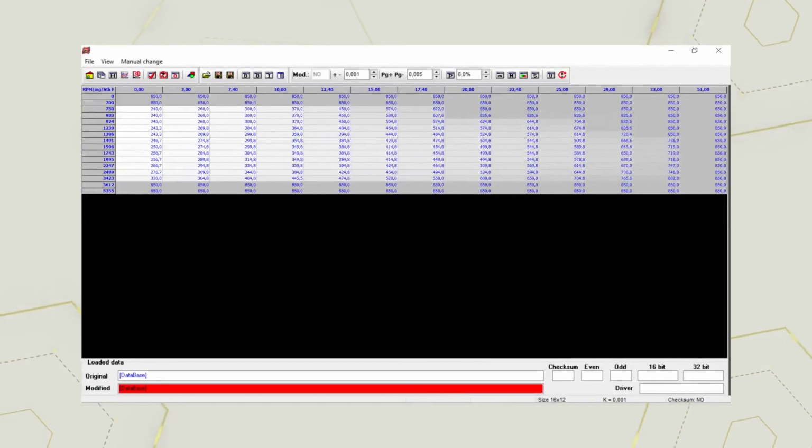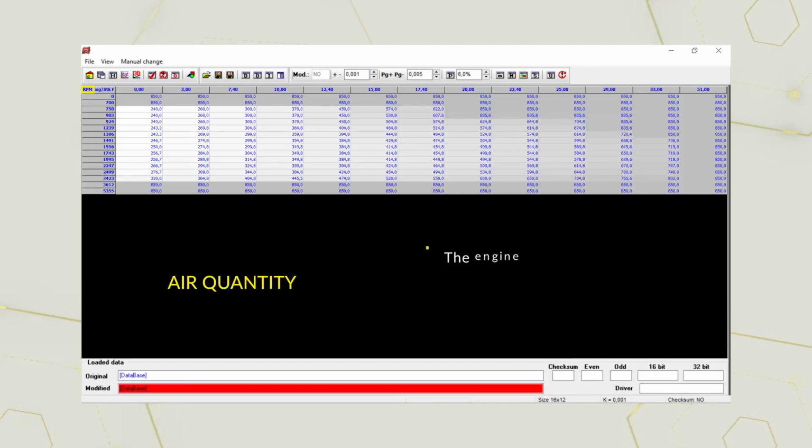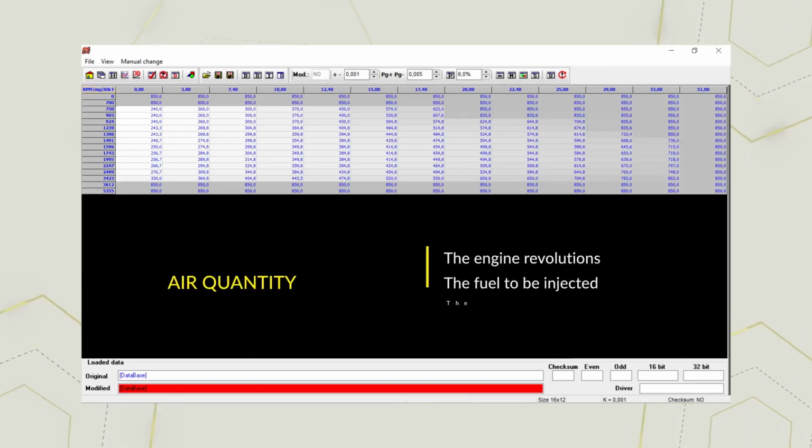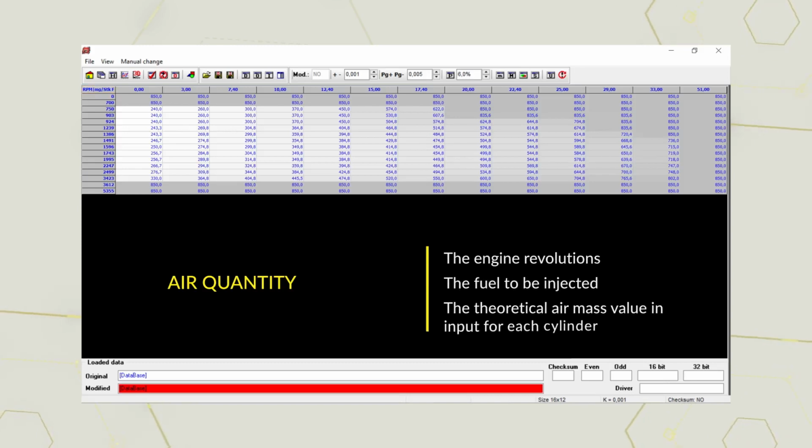In the event that something does not work properly, the ECU contains maps called air quantity, which express, according to the engine speed and the fuel to be injected, the theoretical air mass value in input for each cylinder. Let's see how it works by giving an example.